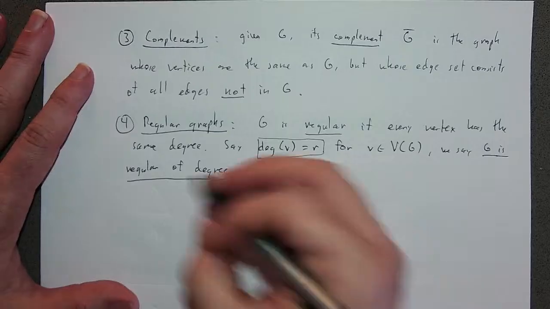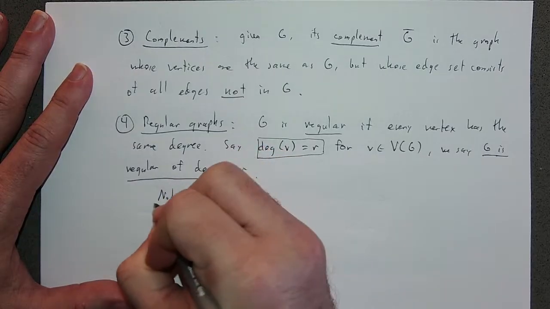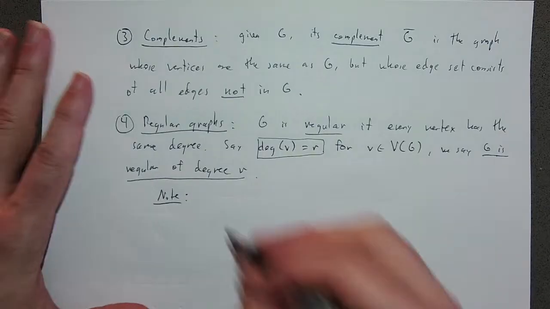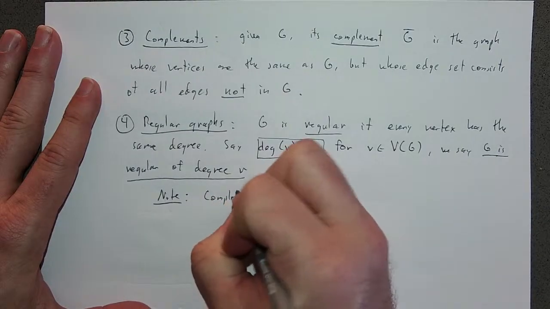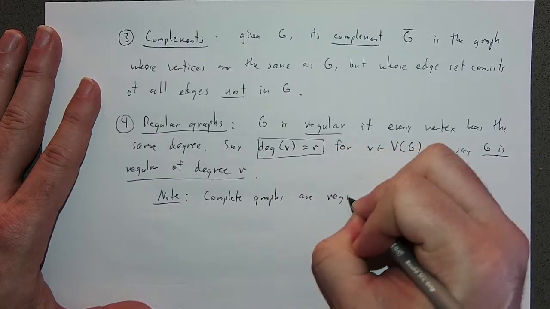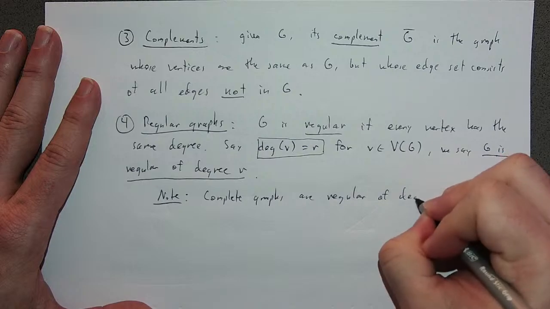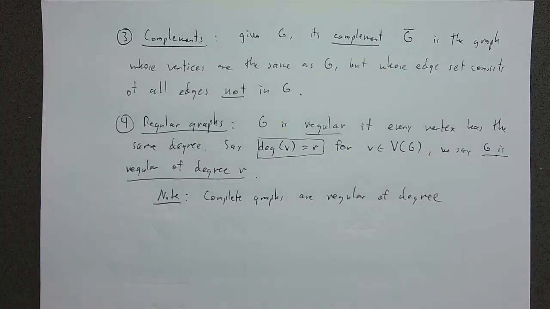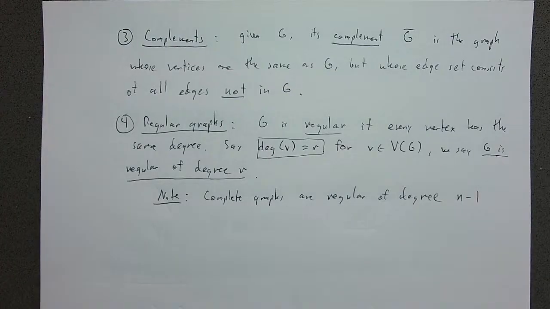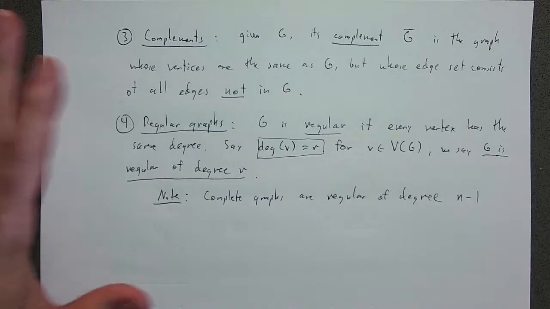Notice we have already seen 2 examples of regular graphs. Complete graphs are regular, of degree what? Well, they're connected to every other vertex. If there's n total vertices, there's n minus one other vertices for any vertex, so they're regular of degree n minus one.